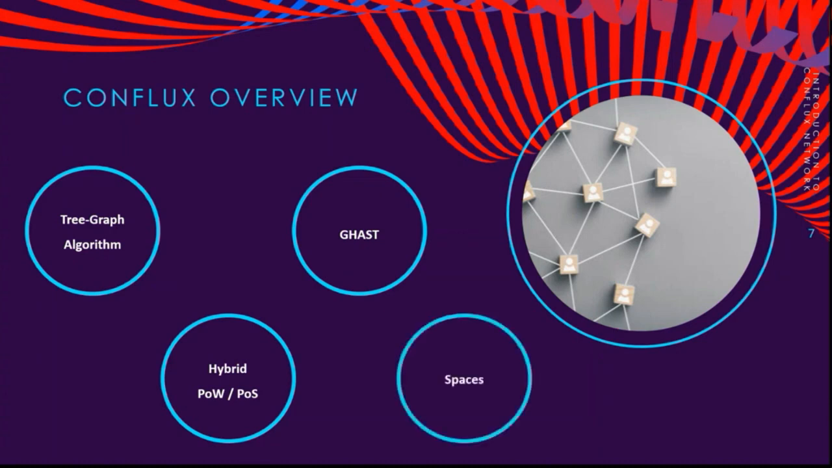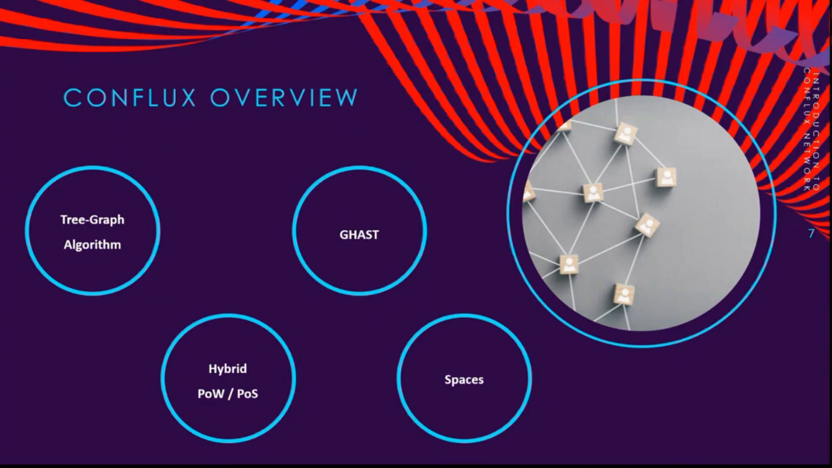And the final element is the spaces. As some of you might know, Conflux has two different spaces. One is called core space and the other one is called e-space. So core space is the original chain and it actually provides more throughput, while e-space is a space designed to be fully compatible with the Ethereum virtual machine. So we will also go deeper into all of these topics in a couple of minutes.